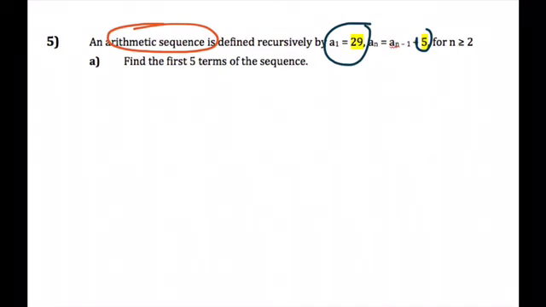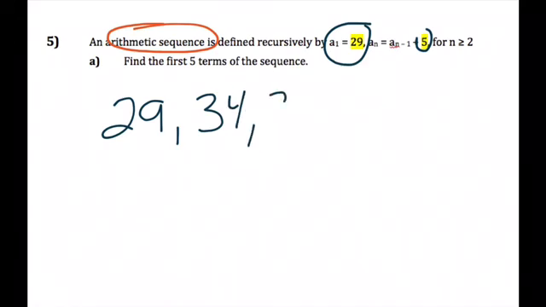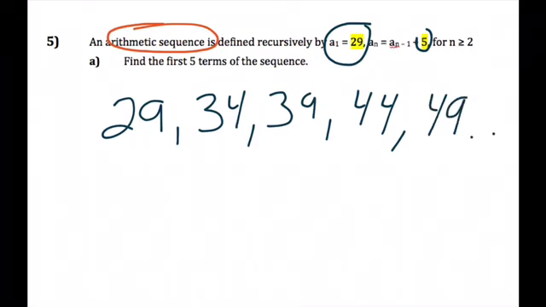So first of all, we want to find the first 5 terms in the sequence. Given the recursive formula, you already know the first term, and you also know that you're adding 5 every time. So our first term is 29, and then we add 5 to 29 to get our second term, which is 34. Then 34 plus 5 is 39, 39 plus 5 is 44, and 44 plus 5 is 49. So those are the first 5 terms in the sequence.